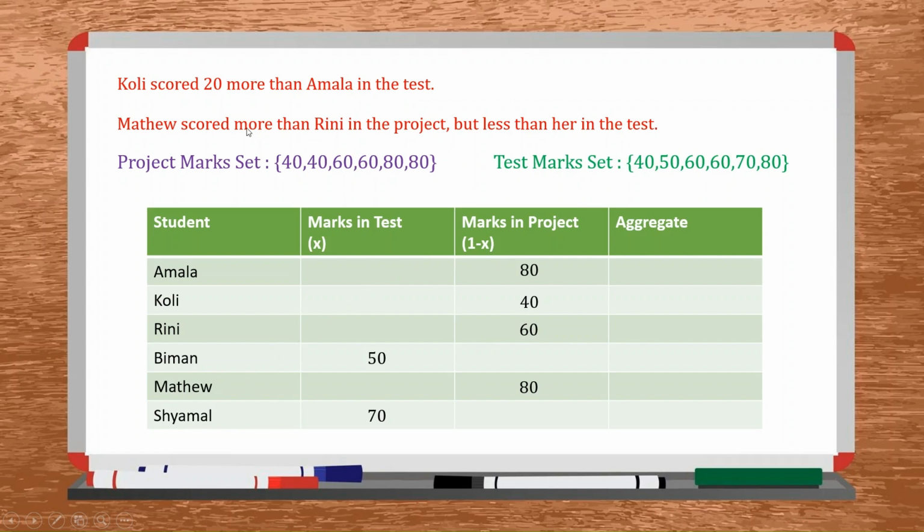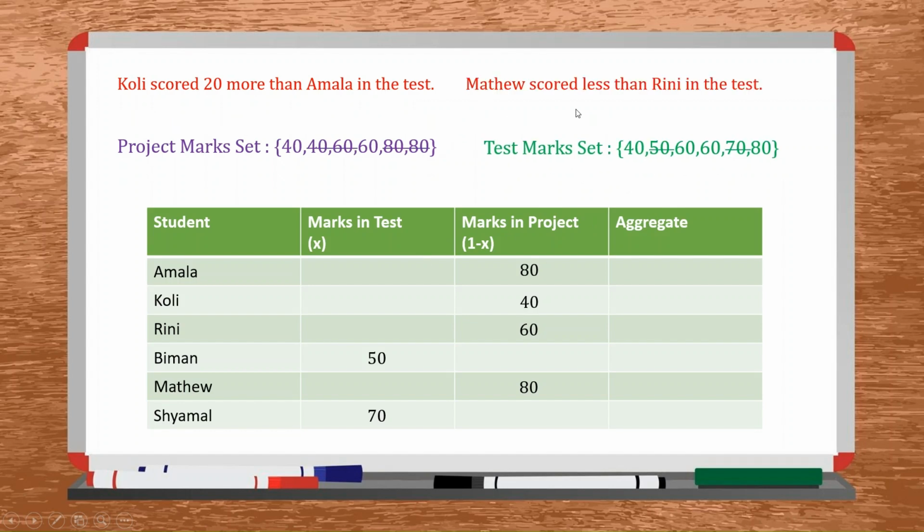And also we know that Matthew has scored less than Rini in the project and in the test. But again, we don't have concrete information there. There are many possibilities, so we will hold on to this information right now. We'll just mark it as is. So these two points from the information, we will hold for now. Now let's look at the sets that we have. So I have struck out the information which we have already frozen. So from projects we have 40 and 60 left, and from test we have 40, 60, 60, and 80 left, and corresponding slots are also open in the table that we have.